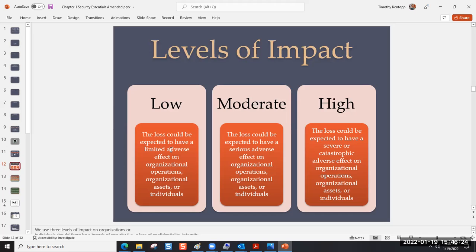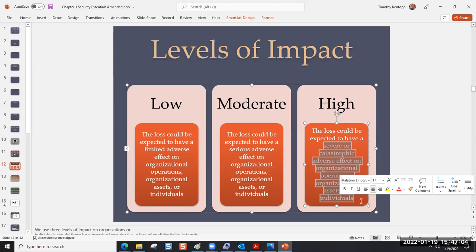We talked about impact. You have to consider the impact. When you have an exposure and an exploit and a malicious actor, and they have the skills and the opportunity, and they use it, they're going to impair or inflict some damage to an asset. We have to ask ourselves, okay, now that that's happened, what's the impact to the organization? Does it keep you from doing what you need to do to survive? Low, moderate, and high, right? So a high level of impact would be a loss that could be expected to have severe or catastrophic adverse effects on organizational operations, organizational assets, or individuals.